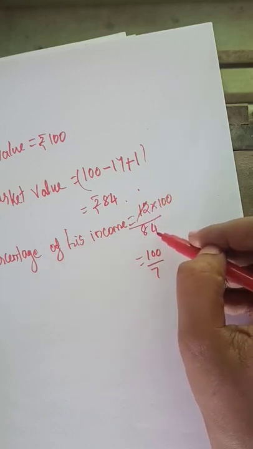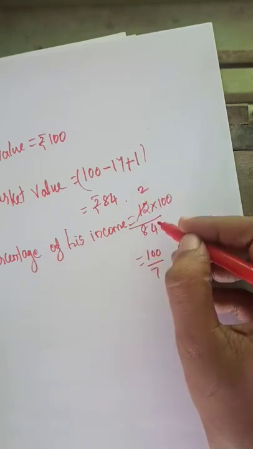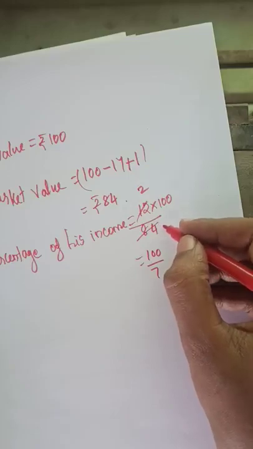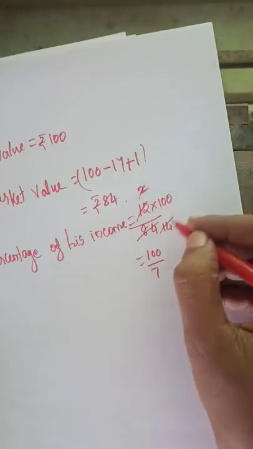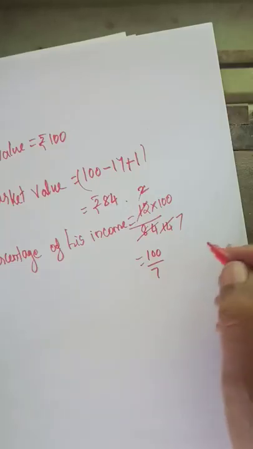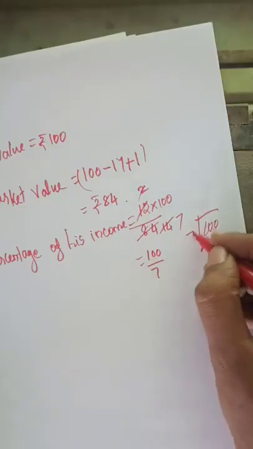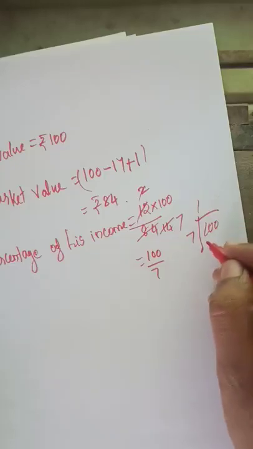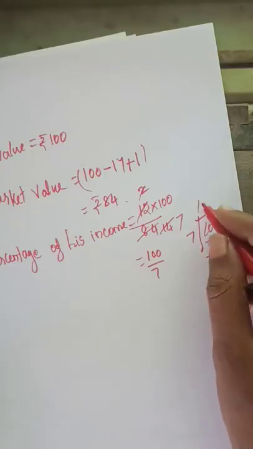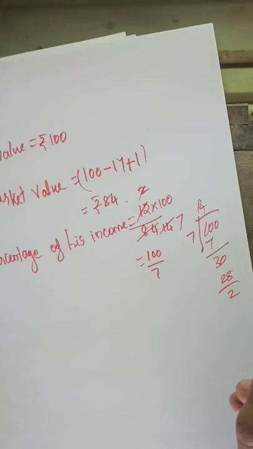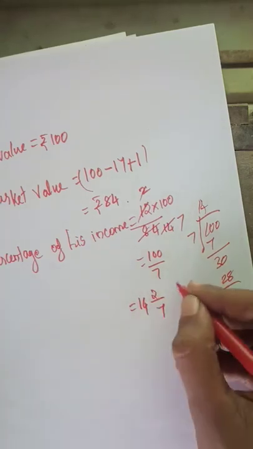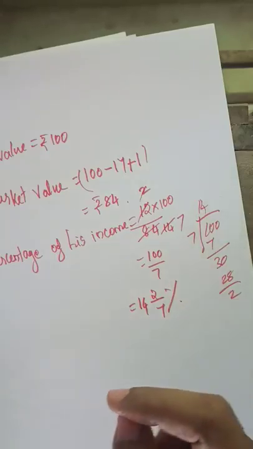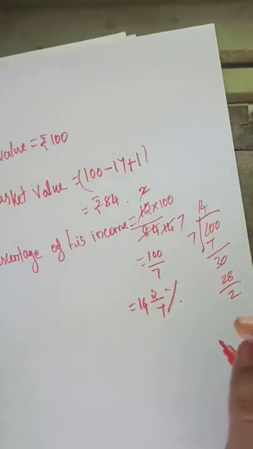We'll give for the sixth table. So 2, 1, 24 means 4 times 7. So 100 by 7. If 100 by 7, how many times do you get? 1 time is 7. 3 balance 30, 4 times 28, that is 2. So how will you write it in the mixed fraction? 14 2 by 7%. This is the answer, percentage of income. Understand, students? I hope you got it.